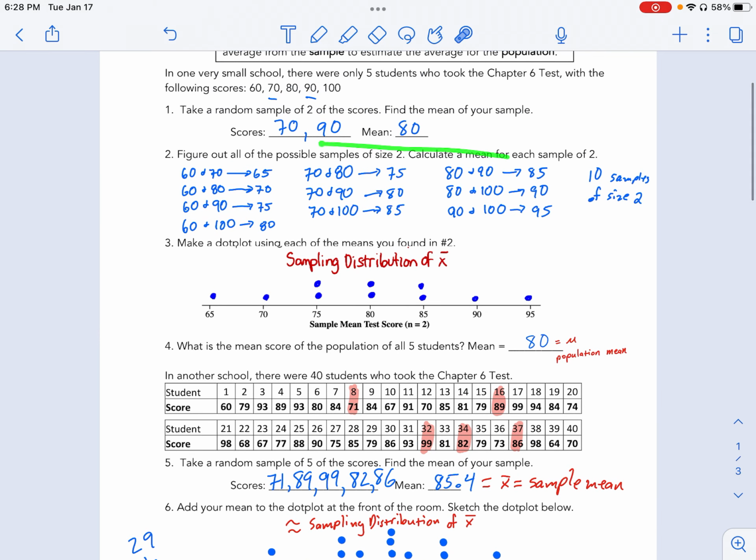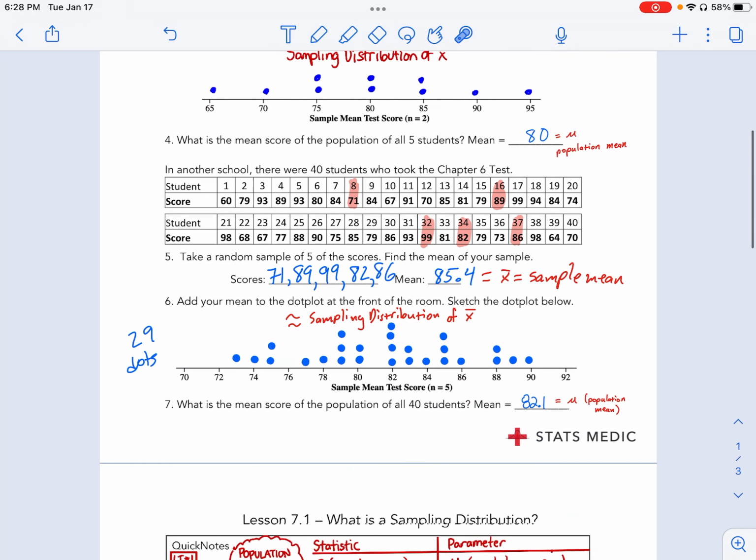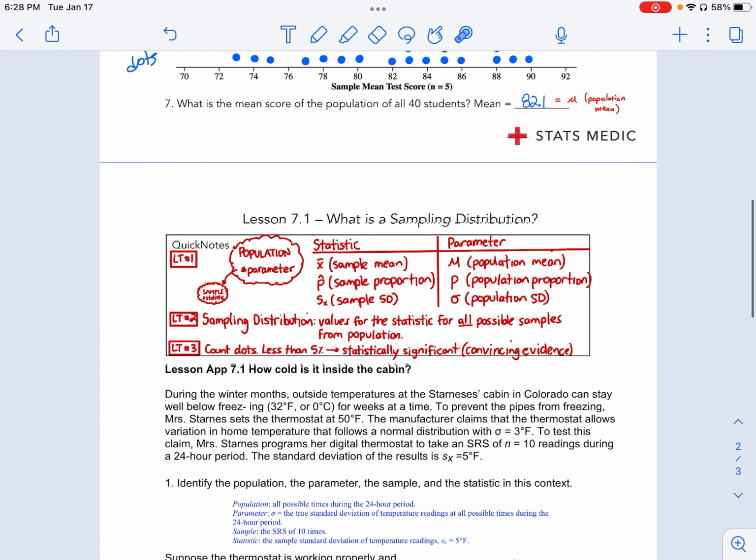At the top, we did right here, there were 10 different samples. That was quite reasonable. We could just write out all 10. You could graph all 10. So this is a sampling distribution of all 10 samples. So when possible, do all the samples if you can.